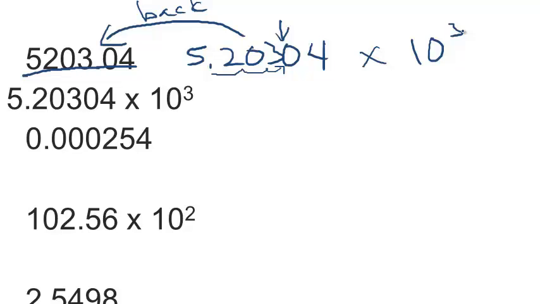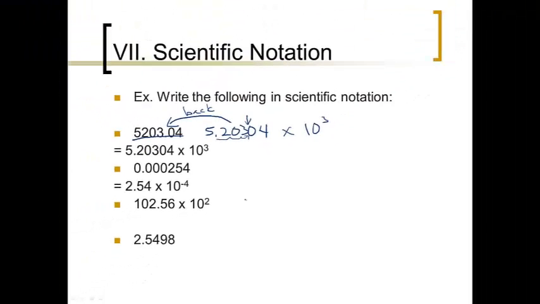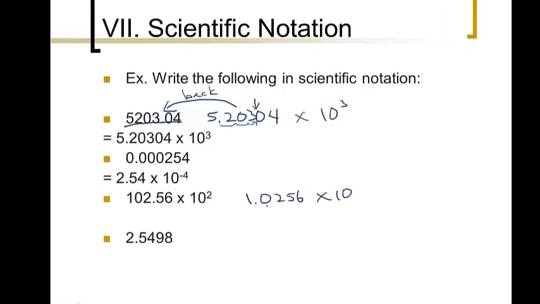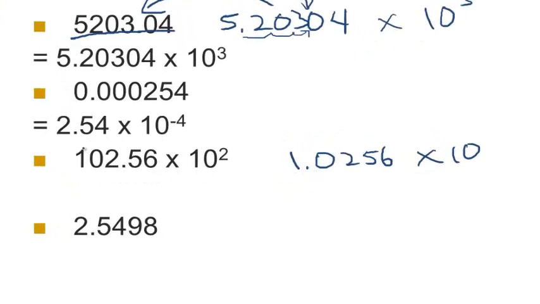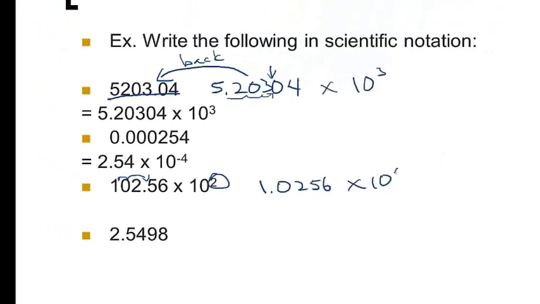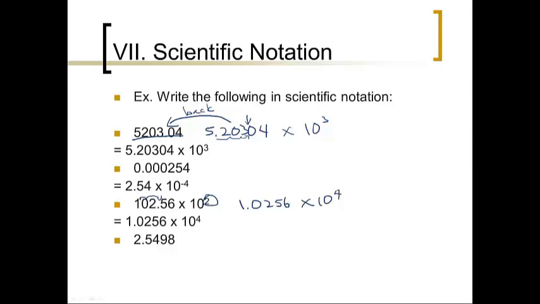So try the next one. And when you do that, you should come out with 2.54 times 10 to the negative second. This one right here is a little bit tricky. We have to write the decimal point after the 1, 0.256 times 10 to some power. Now, the decimal point is after here, and then it needs to move 1, 2 to the right. So that's basically 10 to the second. But I already have a 10 to the second. Add the exponent, so that means I end up with a 10 to the fourth power.